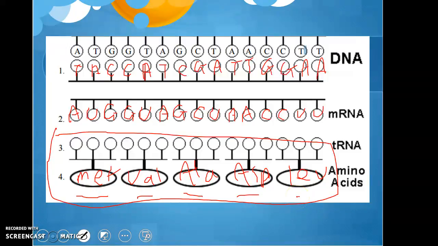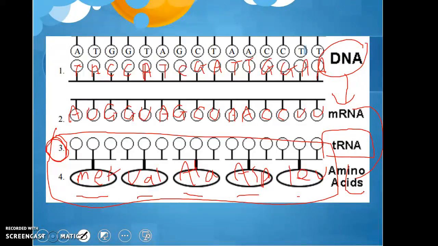Now what I want you to do is continue on doing the rest of this worksheet. Notice I did not do step 3. Do not do step 3. Do not do the tRNA. I don't want you to worry about that right now. It means absolutely nothing. And in fact, when I teach it to you, y'all tend to get it all screwy and backwards. So you are going to practice transcribing, which is going from DNA to mRNA, and then translating, which is going from mRNA to amino acids.